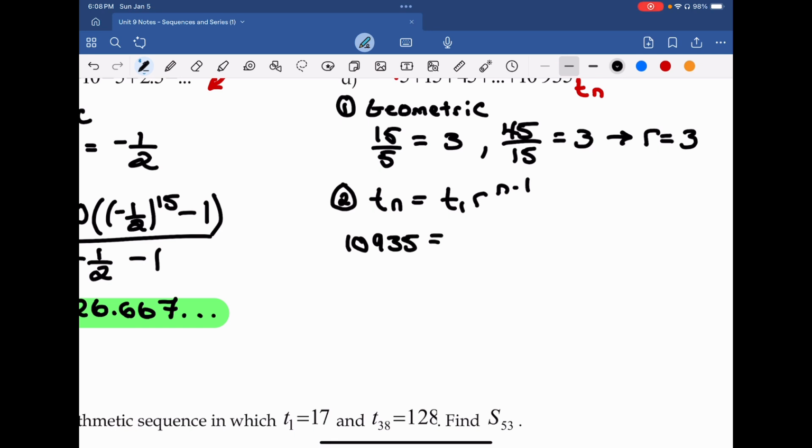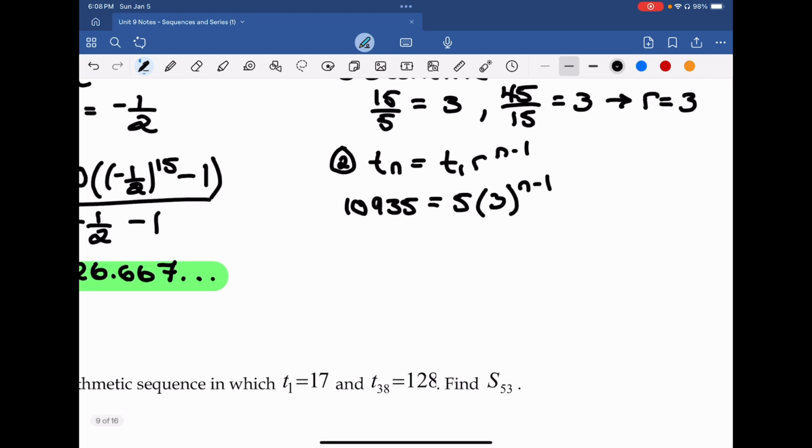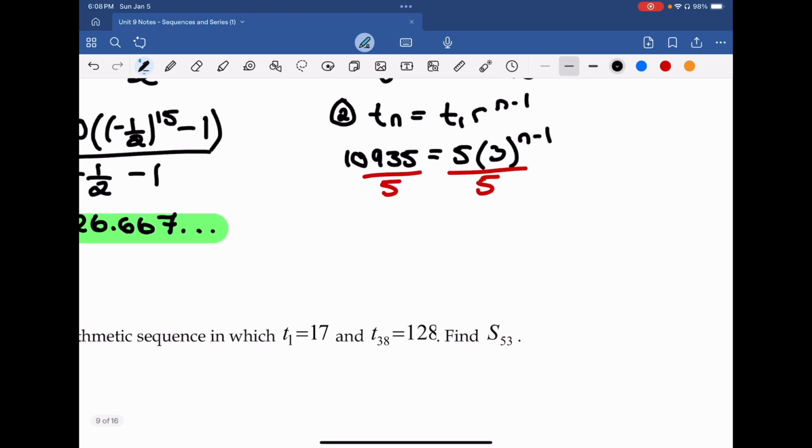which is equal to t1, which is 5, times the common ratio, which is 3, which we just solved, and then we have n minus 1. Now, from our previous lesson, we learned how to use logs to solve this, but there's a prerequisite step right before we do that. We're just going to divide both sides by 5, and when I take that 10,000 number and divide it by 5, I get 2187, which is equal to 3 to the power of n minus 1.